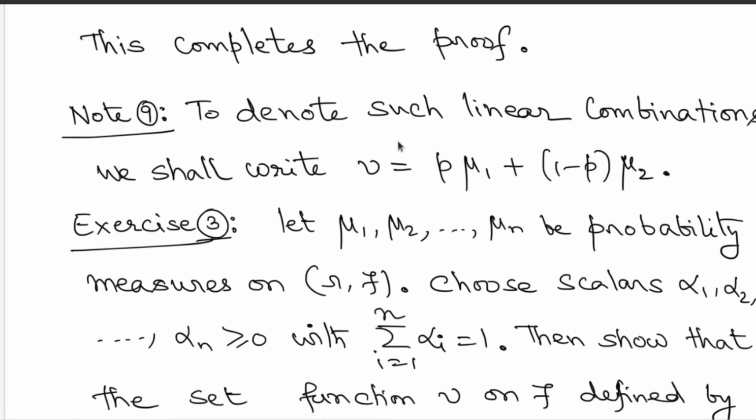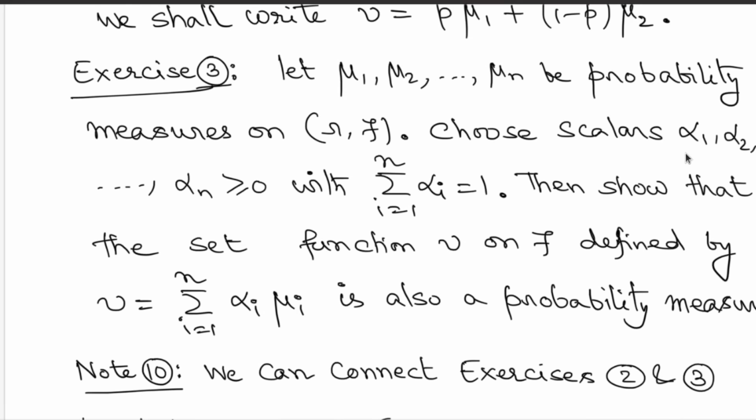Now this was for convex combinations of two things, two measures mu1 and mu2, correct? Now we can do the extension of this result, and this is stated in exercise 3. Take n probability measures mu1 up to mu n, all of these defined on the same probability space omega script F.